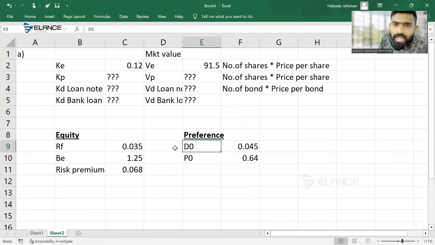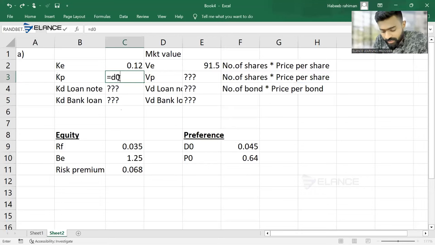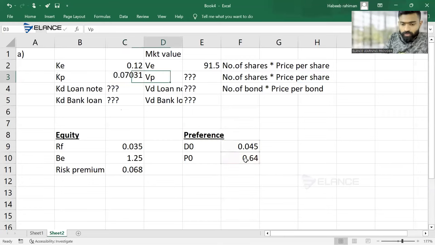What was the formula for preference shares? If it's an irredeemable instrument, Kp is equal to D0 by P0. Simple formula. So we found Kp.